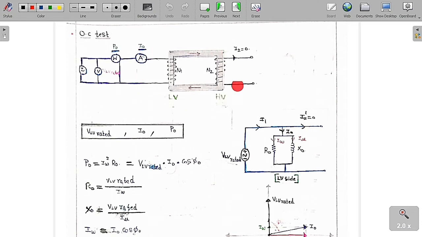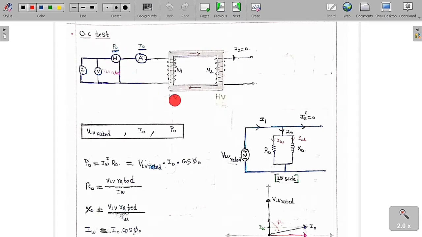You can see clearly this is a single phase transformer. This is the LV winding and this is the HV winding. The LV winding has a number of turns N1 and the HV winding has a number of turns N2. For this open circuit test, we are not going to connect any load. Open circuit means we are not going to connect any load. So if this is the secondary, then the current drawn by the load is 0 because it's open circuit. In this open circuit test, we are going to give the rated voltage.